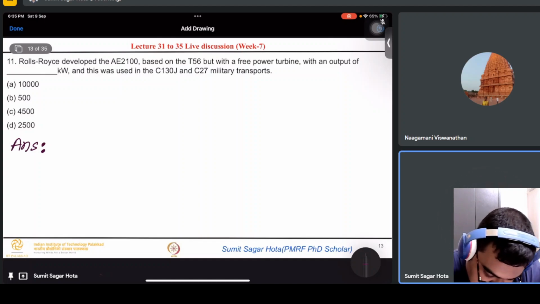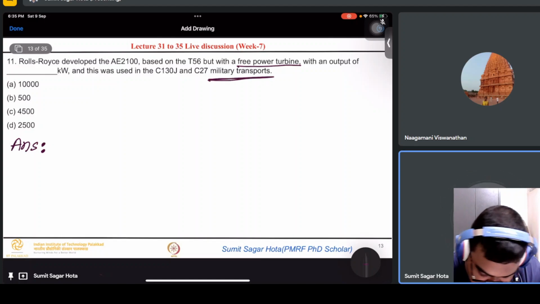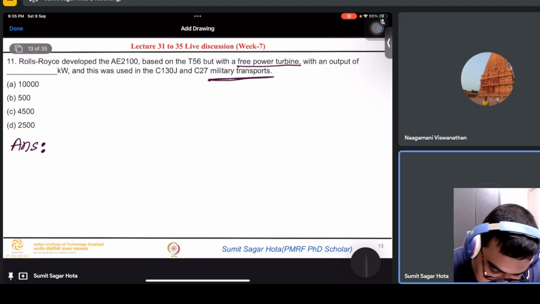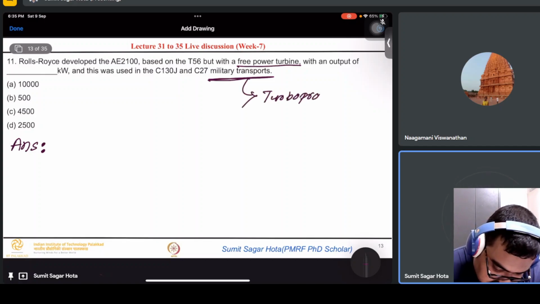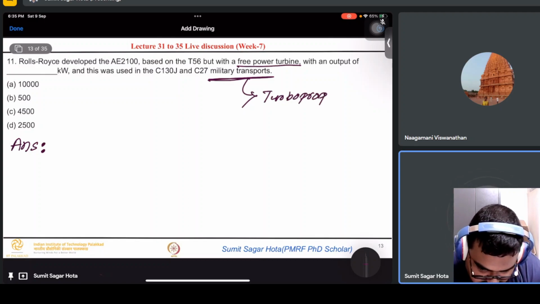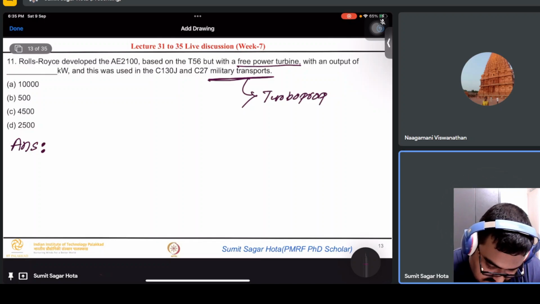The first thing you should see is one very good hint: free power turbine. It's a turbine, which means a turbo-based jet. The second hint is military transport. Very few engine types are used in military transports. Most of the time, when you see military transports, you just assume turboprop. Military transport means turboprop, that's it. Maybe turboprop, maybe turbo-something, because a free power turbine is there.